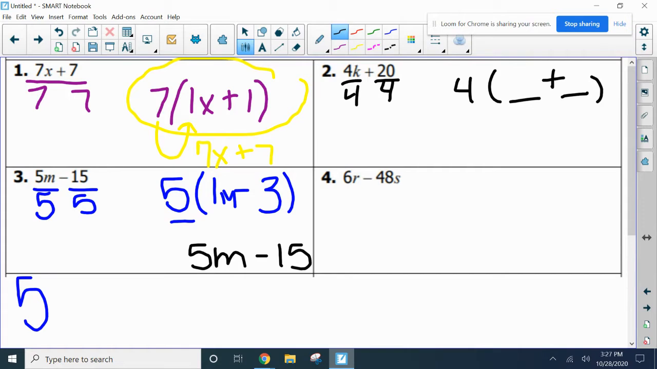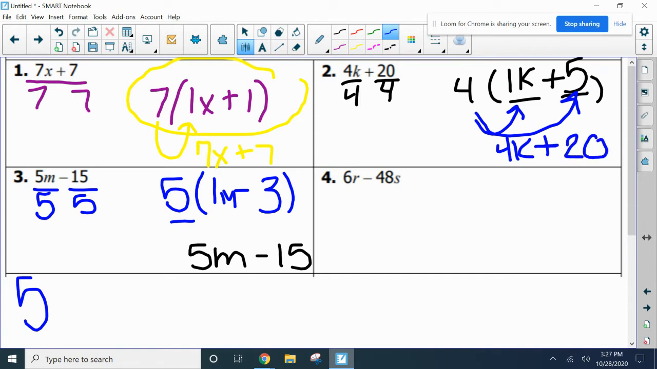Well, 4k divided by 4 is just 1k. And 20 divided by 4 is 4. And then we can go back and check it and see, well, 4 times 1k is just 4k. And then 4 times 5, bring our plus in the middle, is 20. And that is indeed what we started with.